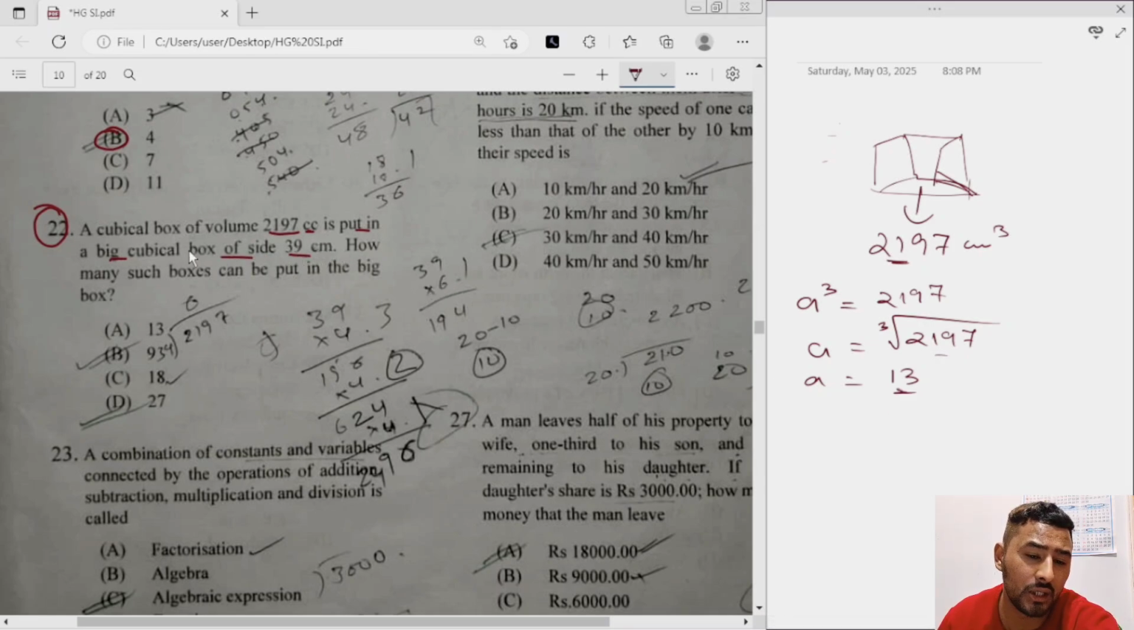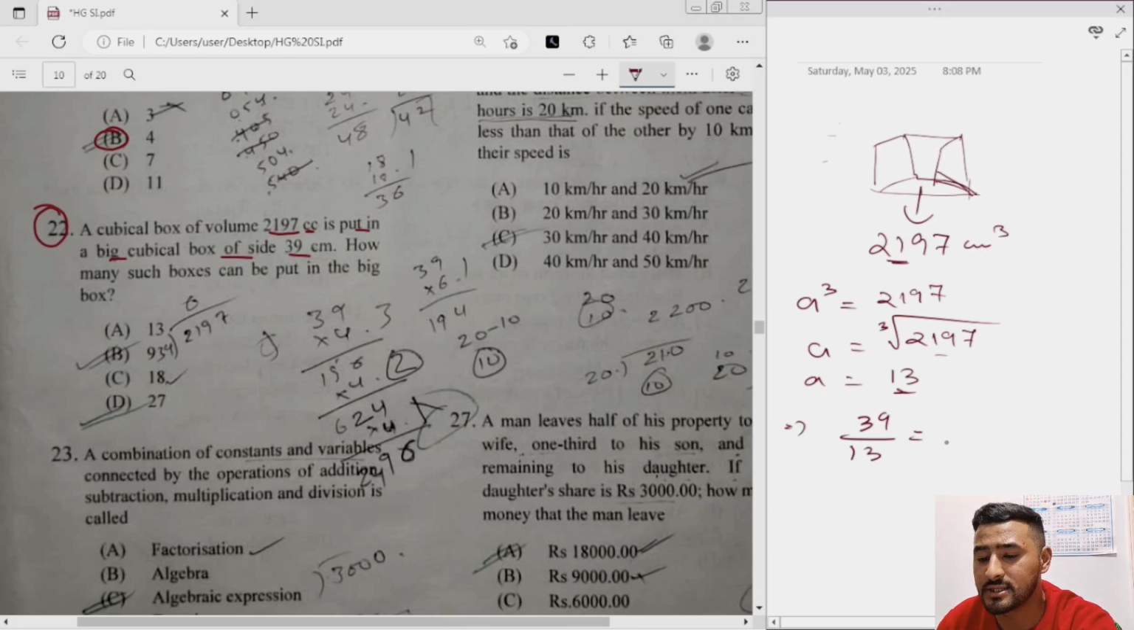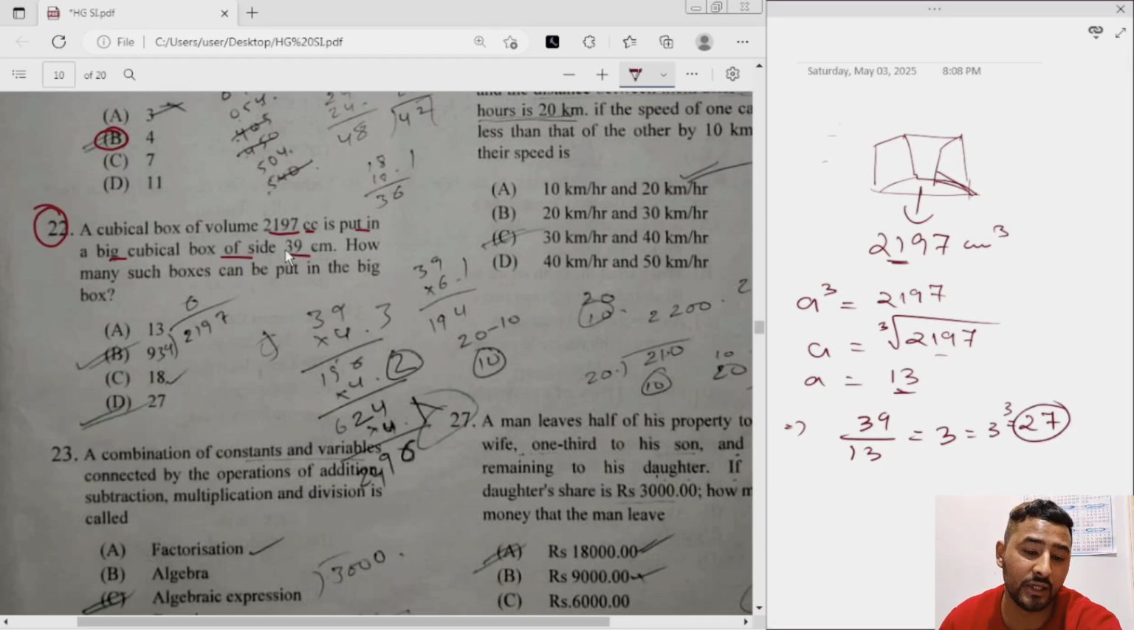Now to put in a big cubical box of 39 centimeters, you don't do it like this, just divide 39 by 13. You'll get how much? 39 by 13 is 3. Now you do the cube of this. 3 cubed will be how much? 27. So a total of 27 cubes you can fit in the bigger box. So the answer will be 27, option D.